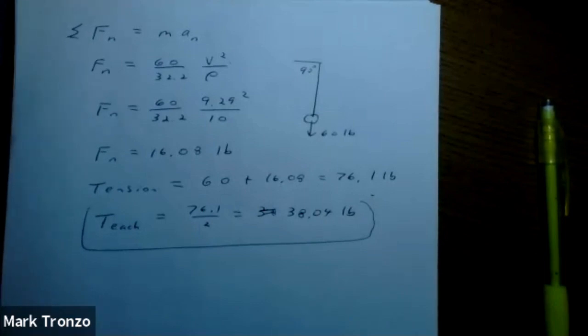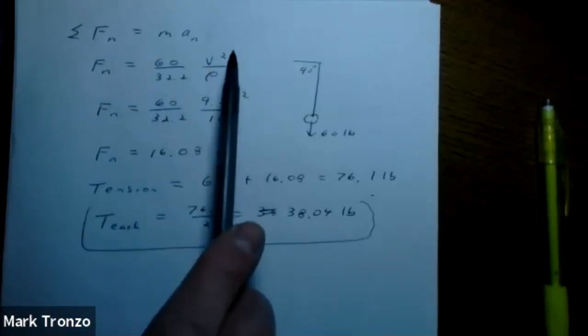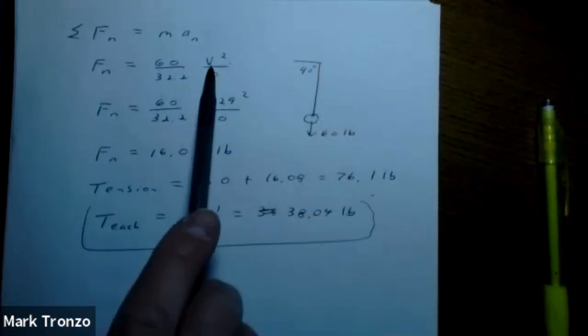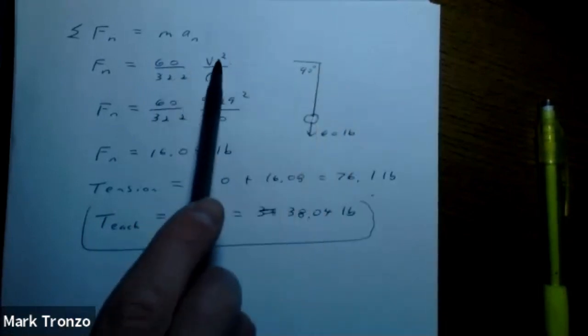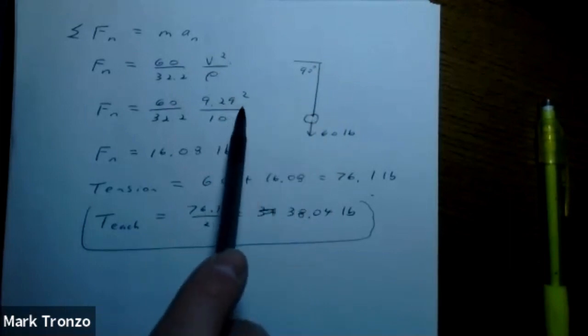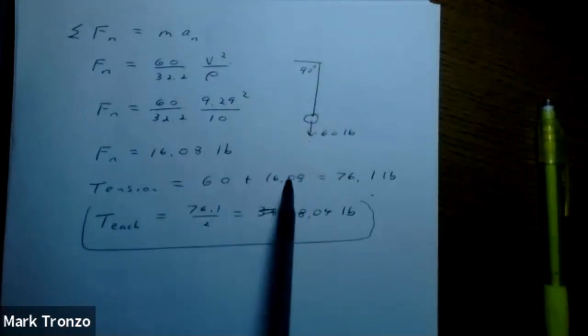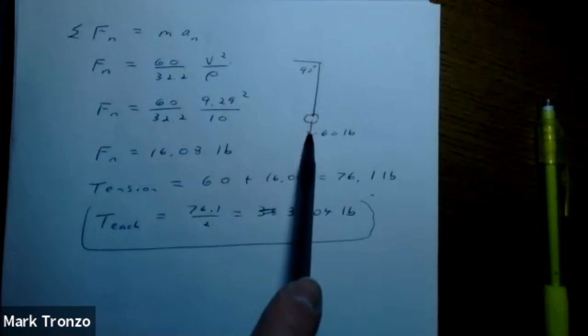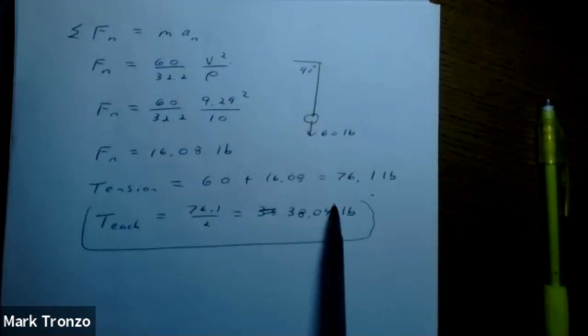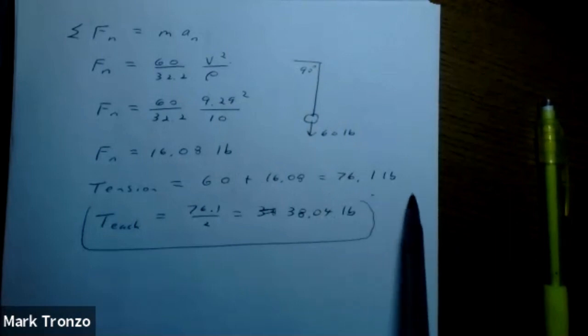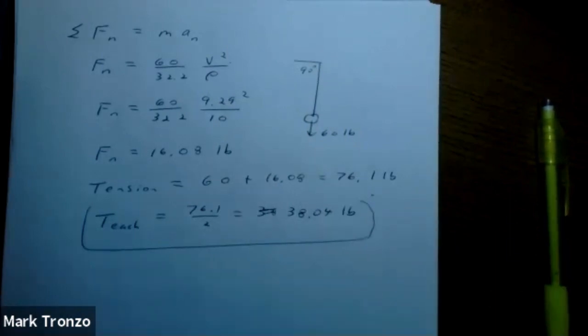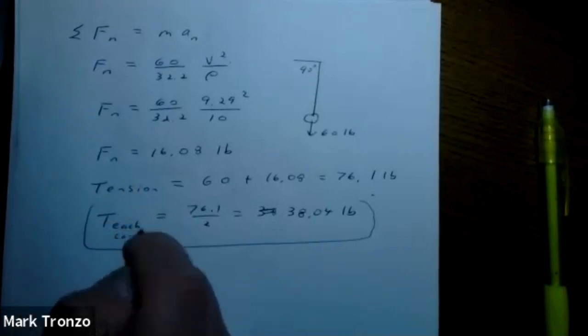Any questions on that? This one really is not too easy of a problem. Since we got the velocity from the last step, we could analyze it at 90 degrees: put that velocity in, put the radius in, find the normal force, and then his weight plus the normal force is 76.1. Since there are two cords, this should say in each cord, that's why we divide by 2.